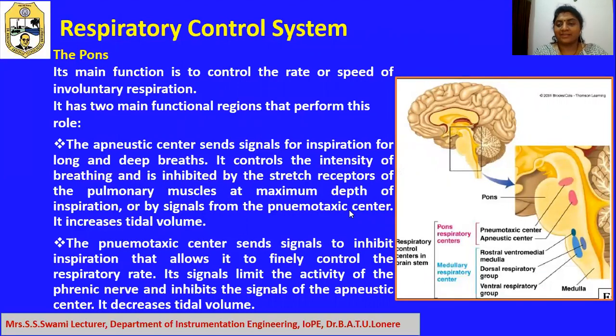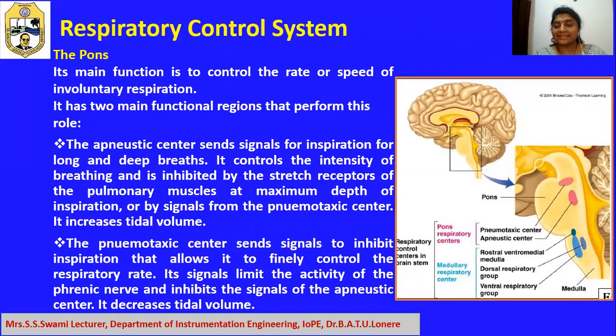Next one is the pons. The pons is located over here. Its main function is to control the rate or speed of involuntary respiration. It has two functional regions that perform this role. The apneustic center sends signals for inspiration for long and deep breaths. It controls the intensity of breathing and is inhibited by the stretch receptors of the pulmonary muscles at maximum depth of inspiration, or by signals from the pneumotaxic center. It increases the tidal volume.